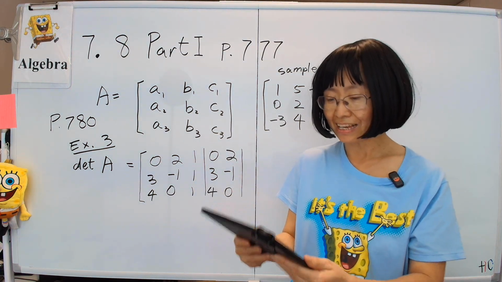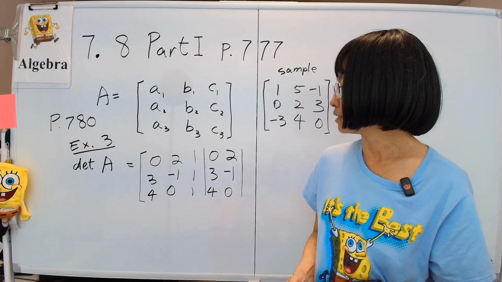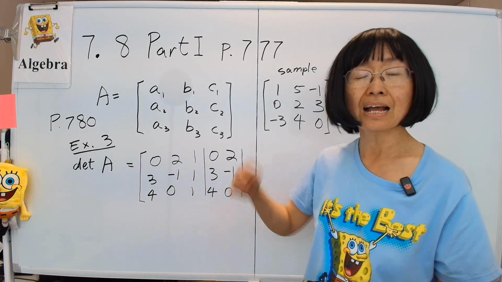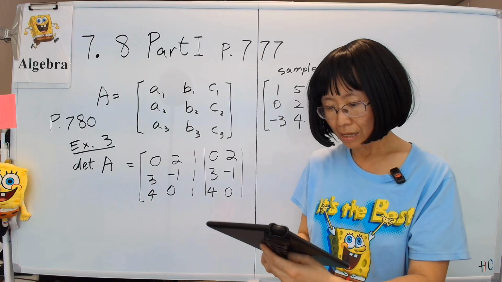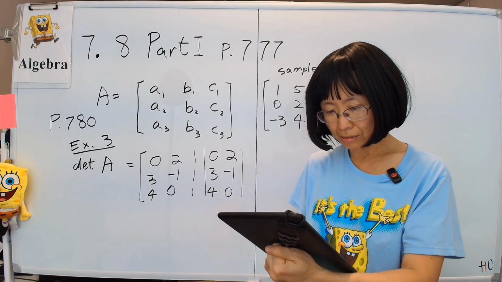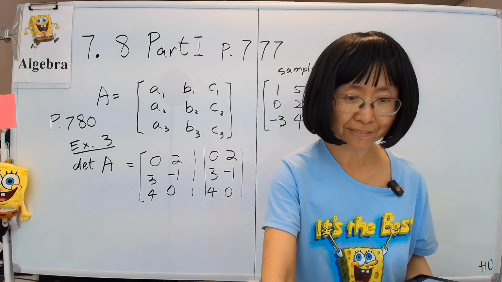So that isn't so bad. But that's because we have certain zeros in here, and zeros do make it somewhat easier. Let's see. So next, let me see what we're going to do next.